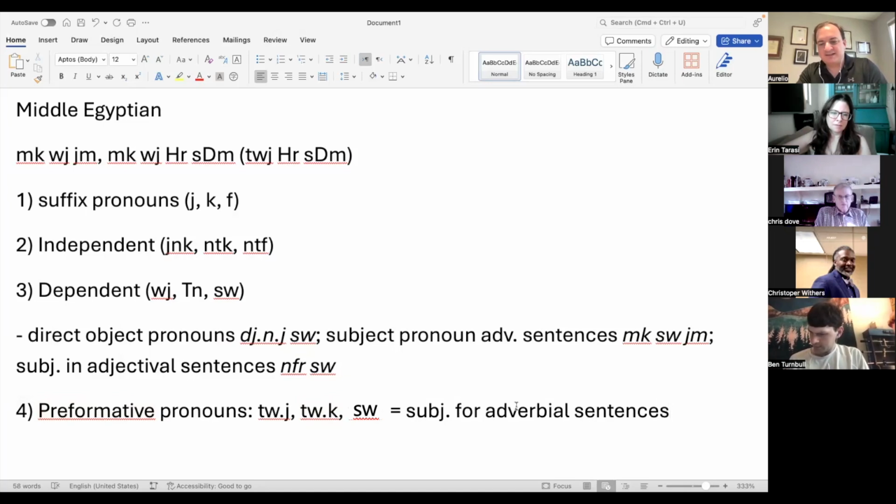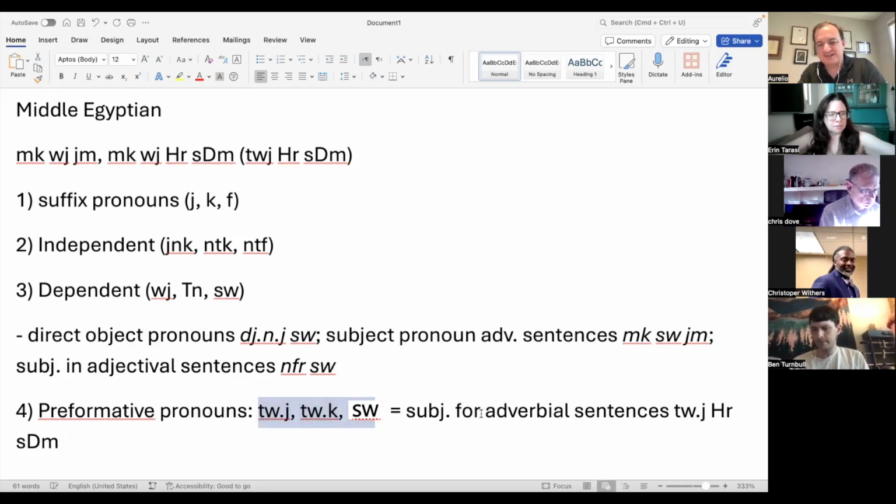And since the adverbial sentence, the tui cheresedjem, becomes like the standard verbal sentence, quote unquote. It's not really a verbal sentence, but it becomes the equivalent of a lot of verbal sentences in late Egyptian, Demotic, and Coptic. These preformative pronouns being used as a subject pronoun are all over the place. They're super important. That's why I give them so much airtime, because you see them so much.